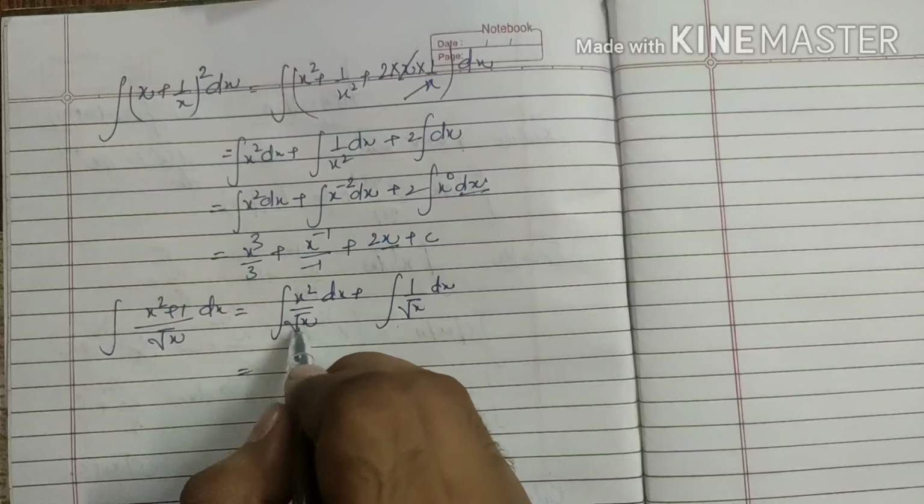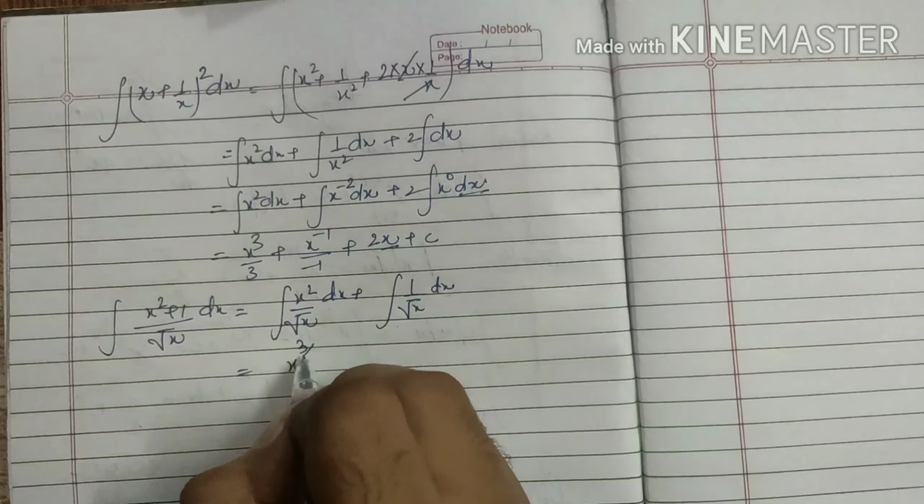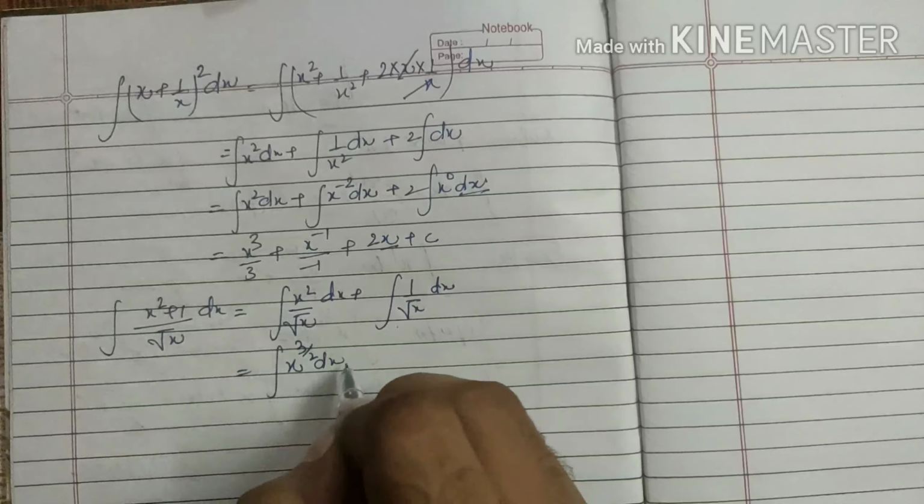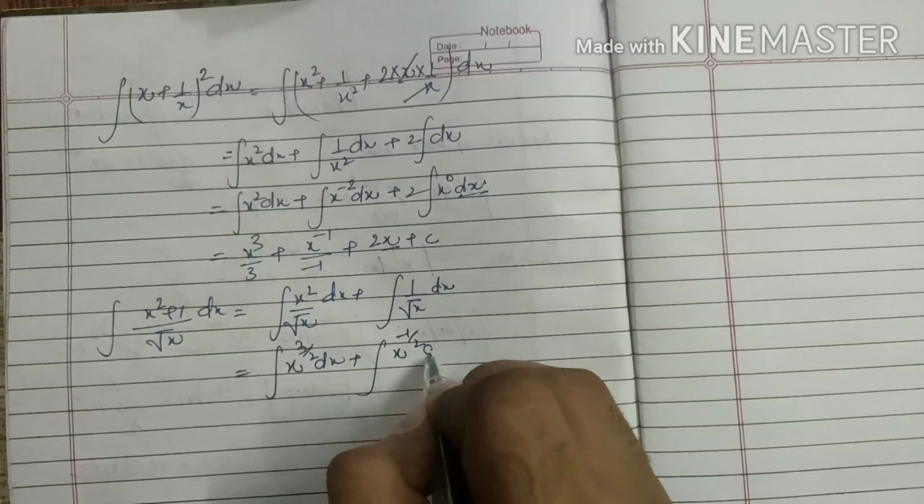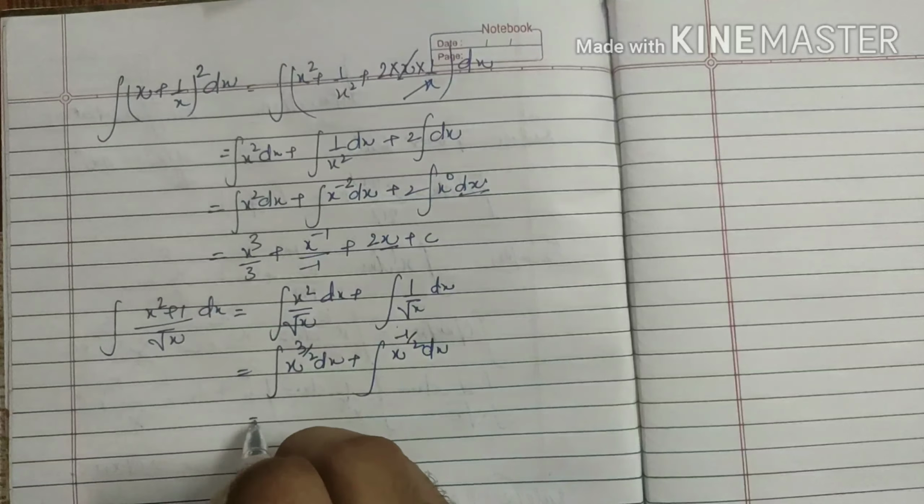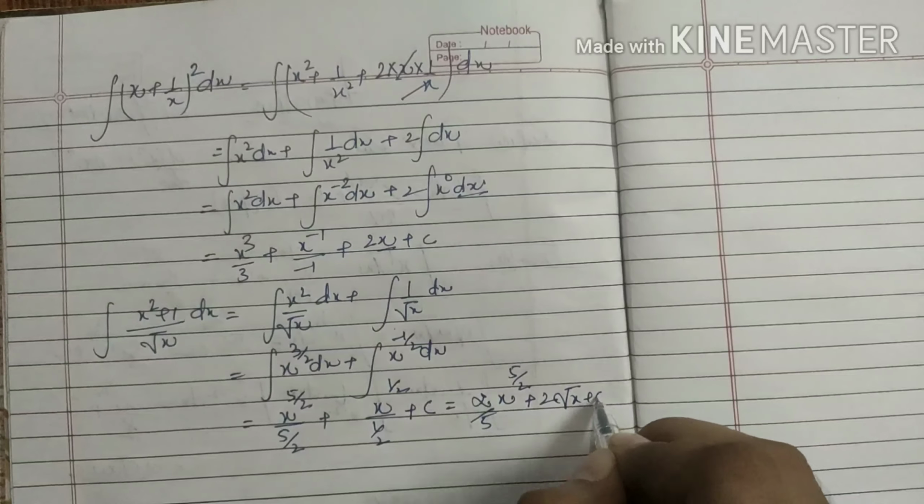If we see bases are same, in division the base powers subtract, and we get this one. Here power is 1 by 2, so upside it becomes minus 1 by 2. By power rule, power increase by 1 divided by new power, plus power increase by 1 divided by new power, plus c. So overall we get from here 2 by 5 x raised to power 5 by 2 plus twice the square root of x plus c.